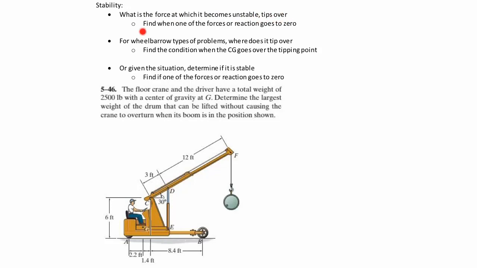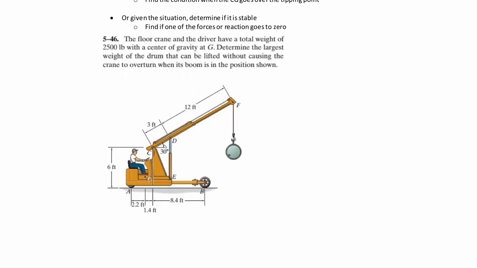When that happens, you should look for a condition where one of the forces or one of the reactions goes to zero. For example, here, if it tips over here, then A is going to go to zero. And we're going to solve this in just a second. For wheelbarrow types of problems, we may find out at what point does the center of gravity go over the tipping point. And then we'll talk about that in just a few seconds. So let's solve this crane problem real quickly.